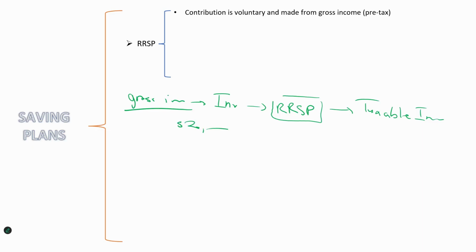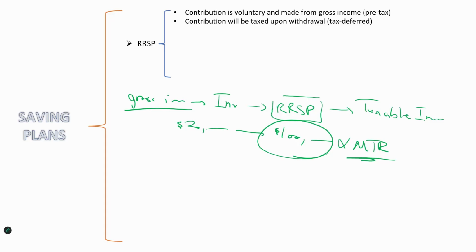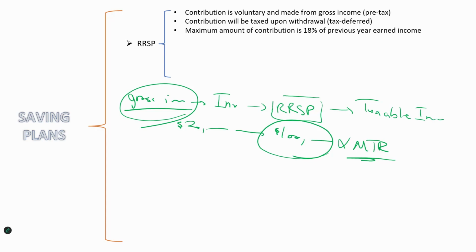Let's say you've put in $20,000 in your RSP and now it turns out to be $100,000. You have to pay tax on the entire $100,000 based on your marginal tax rate that we talked about earlier. Okay, so this is how it works. So the contribution will be taxed upon withdrawal. That's why we call it tax deferred. You're not going to pay tax in the beginning on your income, but you will have to pay tax on it at the end. The maximum amount of contribution is 18% of your previous year's income, right?